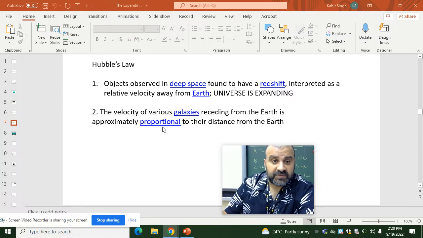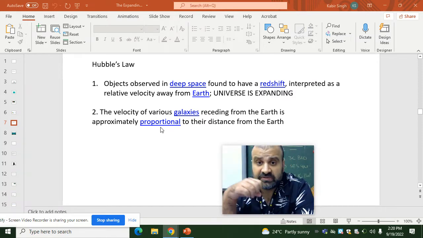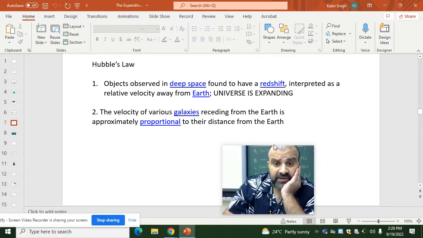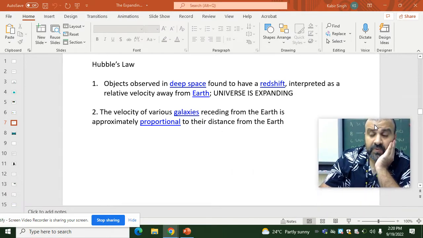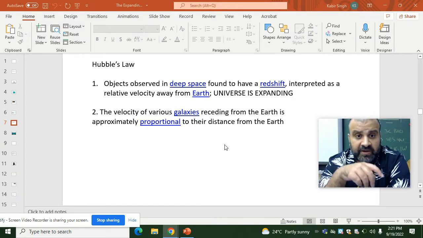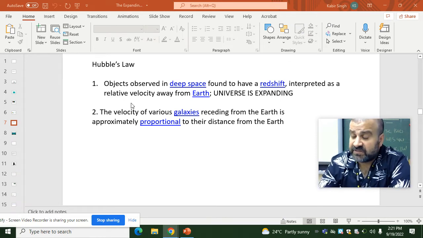Okay, so what did Hubble observe in Hubble's law? Right? So this is important. You should be writing this down. You should be putting stars by this. Objects in deep space found to have a redshift. This is interpreted as that objects in space are moving away from the Earth and that the universe is expanding.